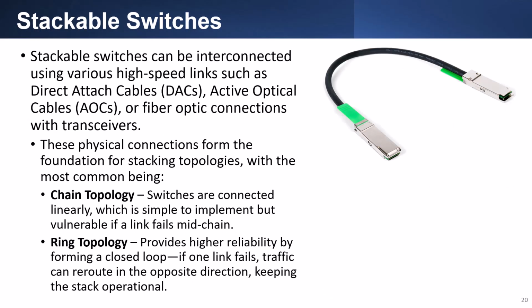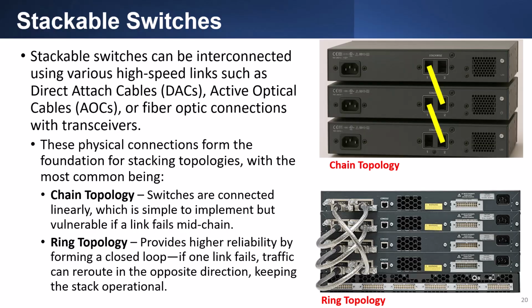Stackable switches can be interconnected using various high-speed links, such as direct attach cables, active optical cables, or fiber optic connections with transceivers. These physical connections form the foundation for stacking topologies, with the most common being chain topology, where switches are connected linearly, which is simple to implement but vulnerable if a link fails mid-chain, and ring topology, which provides higher reliability by forming a closed loop. If one link fails, traffic can reroute in the opposite direction, keeping the stack operational.